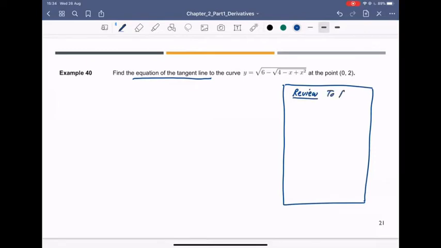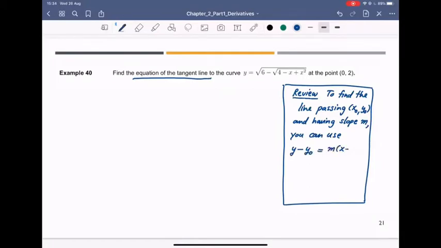To find the line passing the point (x naught, y naught) and having slope m, you can use y minus y naught equals m times x minus x naught. So this is your basic geometry from high school.